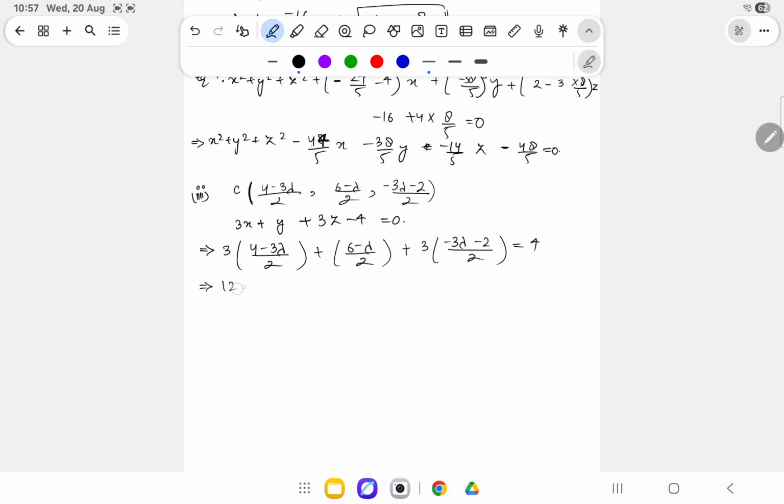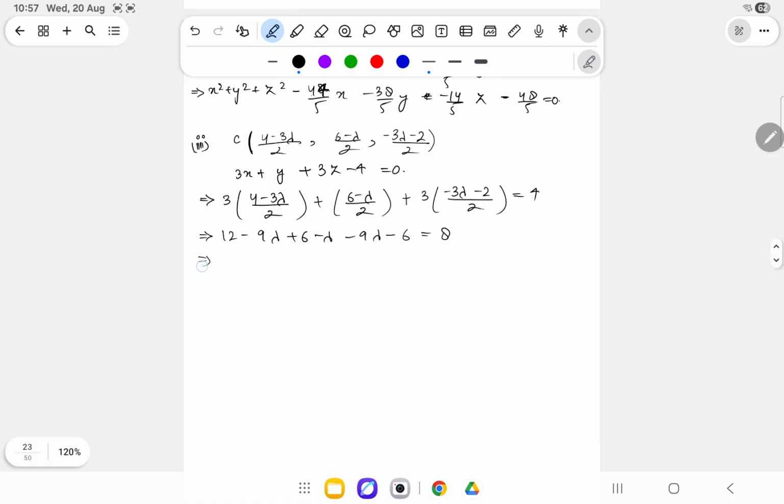If I simplify it, 4 3s are 12 minus 9 lambda plus 6 minus lambda minus 9 lambda minus 6 equals 8. Let me recheck: 12 minus 9 lambda plus 6 minus lambda plus 3 into minus 3 lambda minus 2, that is minus 9 lambda minus 6, equals 8. Again, 12 plus 6 is 18, 18 minus 6 is 12, so it will be 8 minus 12, which is minus 4. So my lambda is 4 by 19.